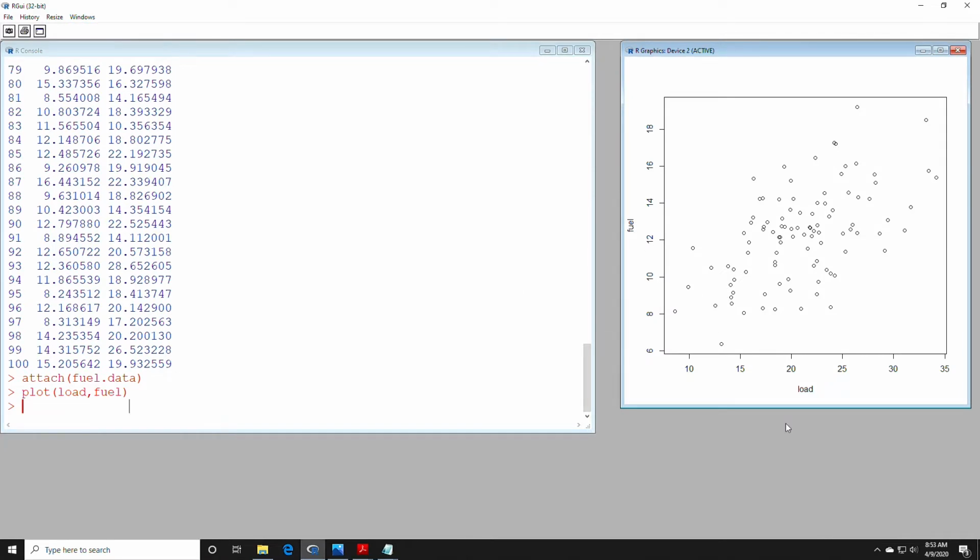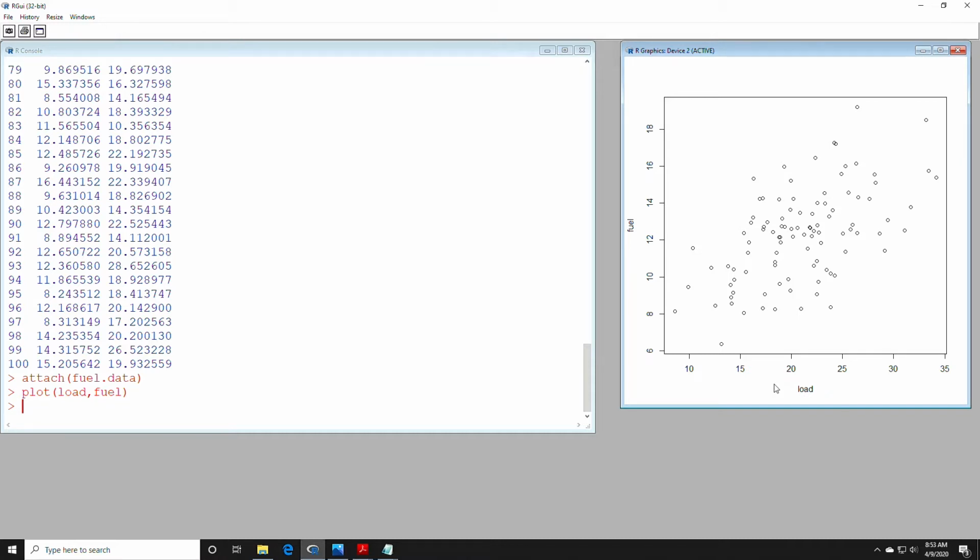Okay, and so we can see we have our load weight here on the x-axis, which is where we want it, and we have fuel consumption on the y-axis. Okay, you always want your response variable here and your predictor variable here, if it is the case of linear regression, which is what we're doing. And so you can see we do have quite a bit of scattering, right? The points are clearly not lined up on a straight line, right?